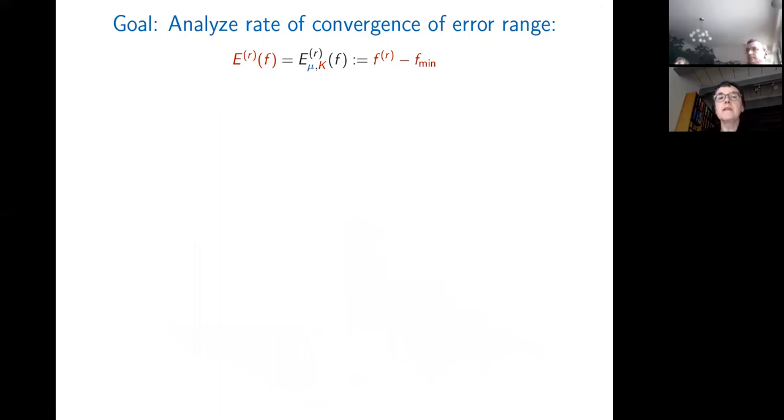So the topic of this talk is to try to understand what we can say about the rate of convergence of this upper bound to the minimum. This is what I call E_r(f), the range between the upper bound f_r and the minimum of f. It depends on the set K, of course, and on the measure you fix on the set K. We don't put this in the notation in order to simplify it, but you should keep in mind that this parameter will depend on the measure we fix.